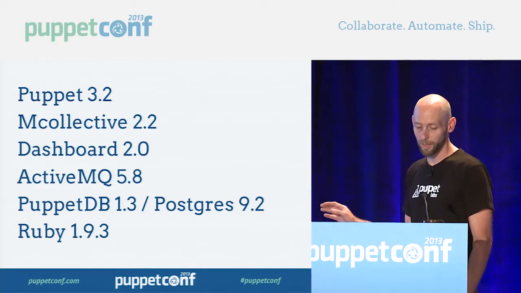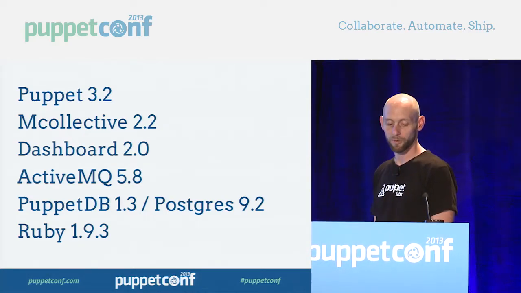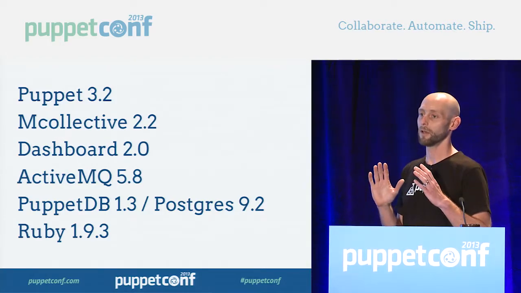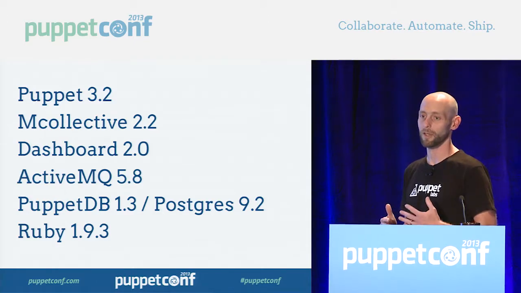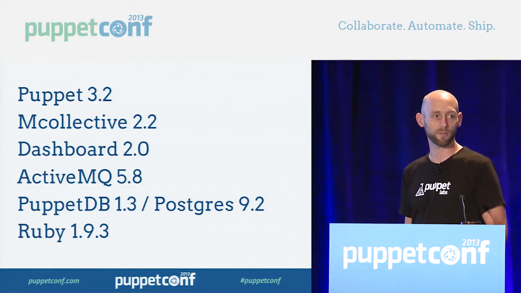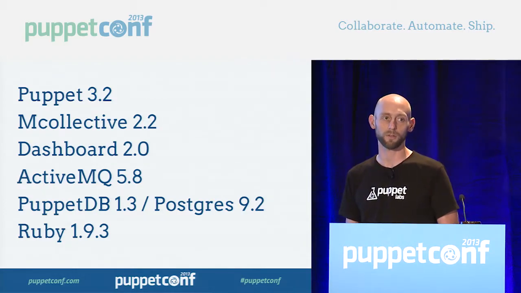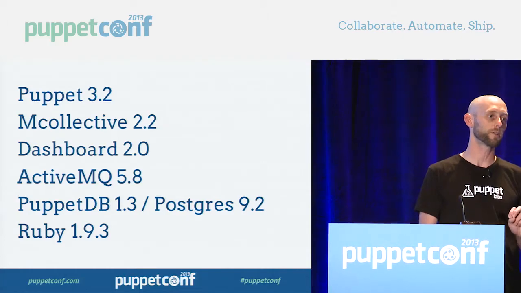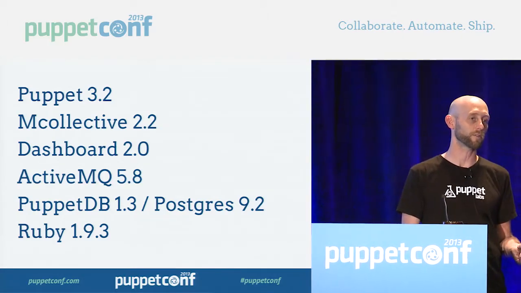But Puppet and MCollective had major version bumps. The change in Puppet is that the network transport, which previously used YAML as the serialization format, now uses JSON. That by itself can give up to a 10 times speedup for large payloads that go over the wire, such as a big catalog.